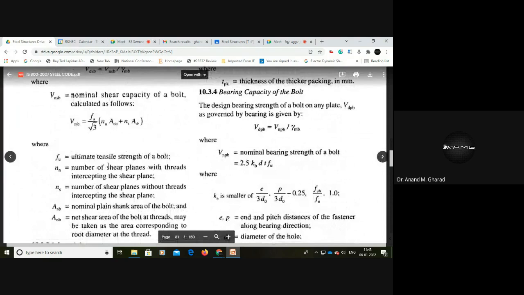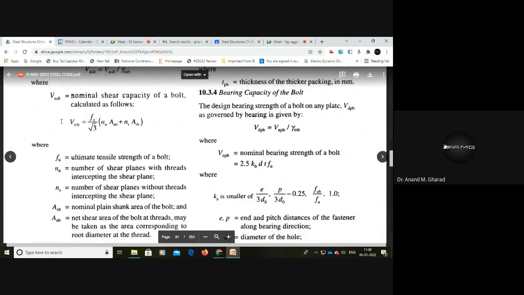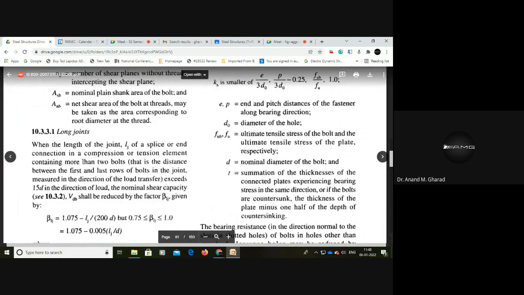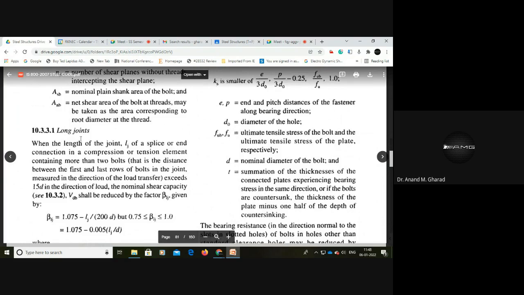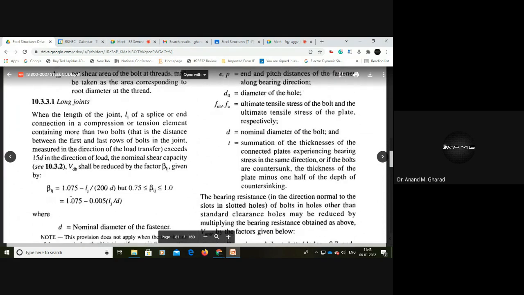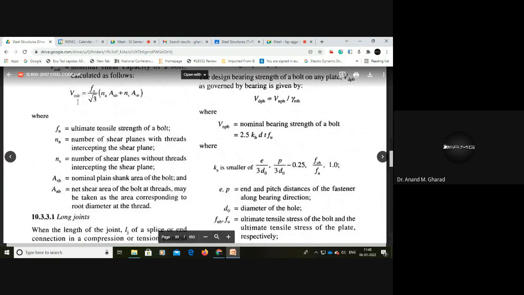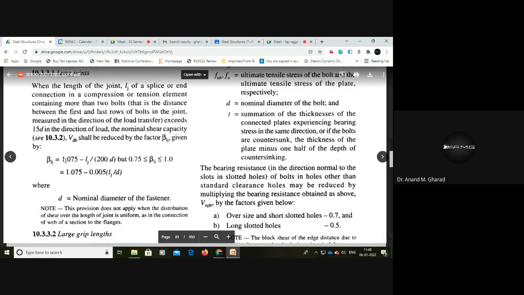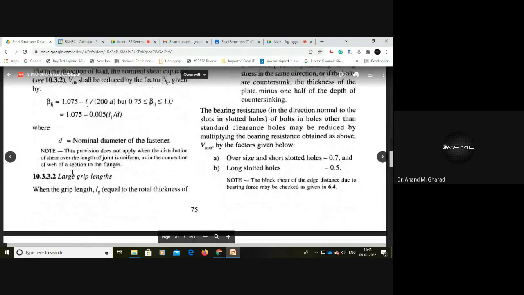Then sometimes this VNSB value varies depending on various other factors like the type of joint. If the joint is a long joint, in that case, the IS code has specified this formula, and this has to be multiplied to calculate the final VNSB value. This formula is BLJ, beta LJ. LJ is the long joint. Okay, and this is the formulation which is given. One thing. Second is the large grip lengths. It depends upon the grip length value.